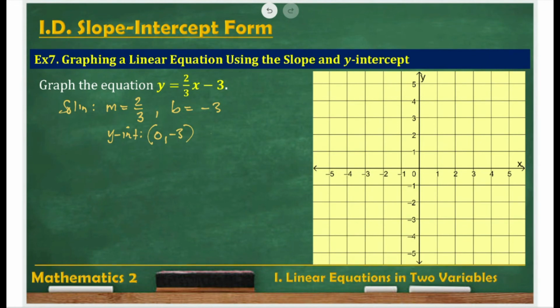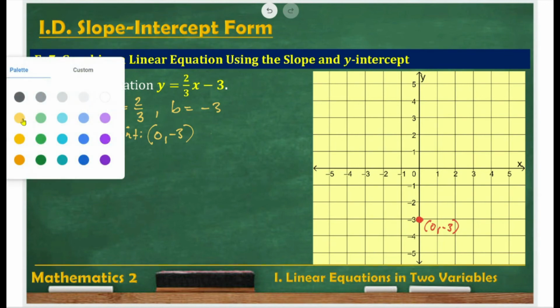After identifying the slope and y-intercept, we can first plot the y-intercept on the Cartesian plane. We already know one point on the line, and that is the y-intercept 0, negative 3. So we plot 0, negative 3 on the Cartesian plane. Okay, so we locate point 0, negative 3. So this is the point 0, negative 3. I will just label it. We need to locate another point from the line.